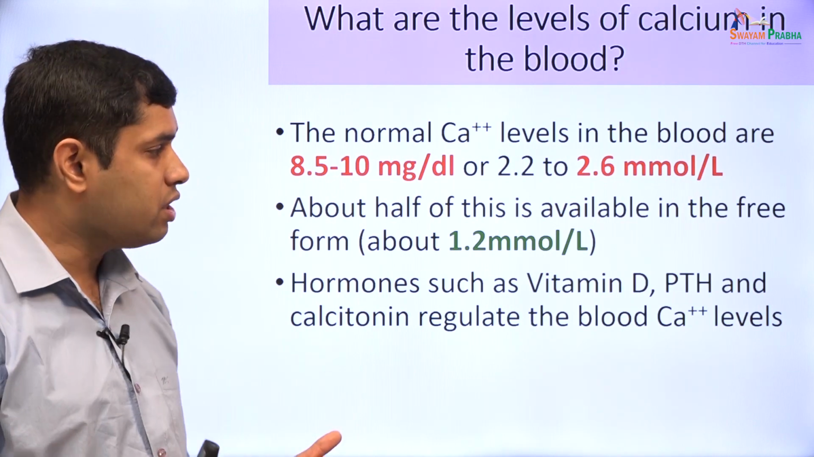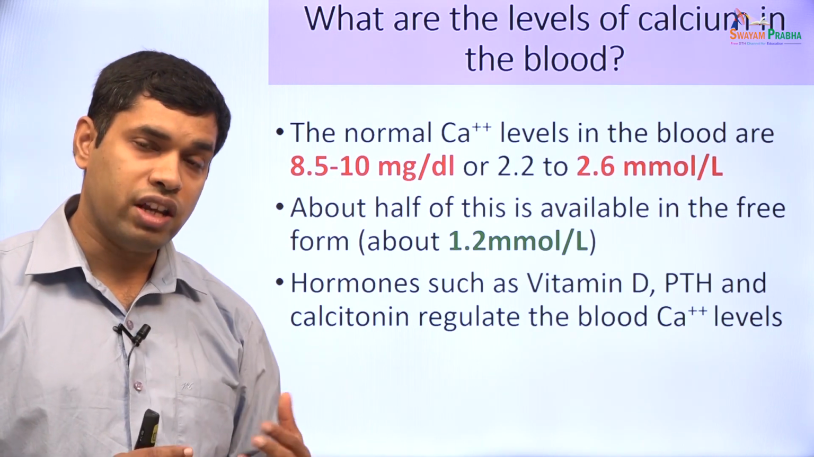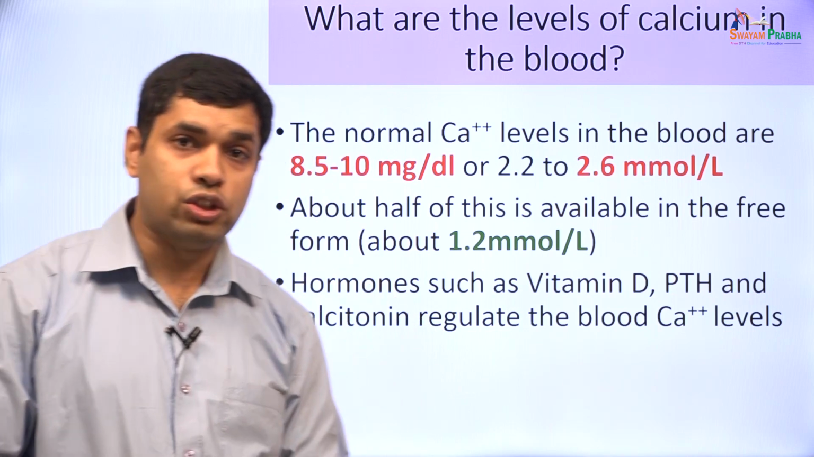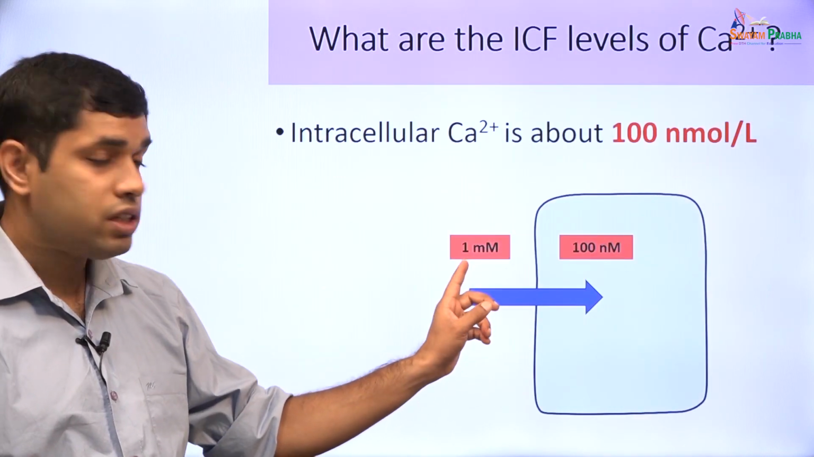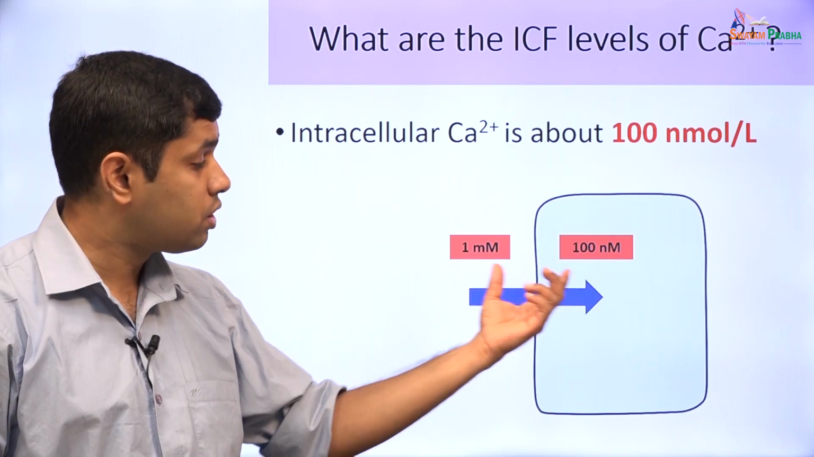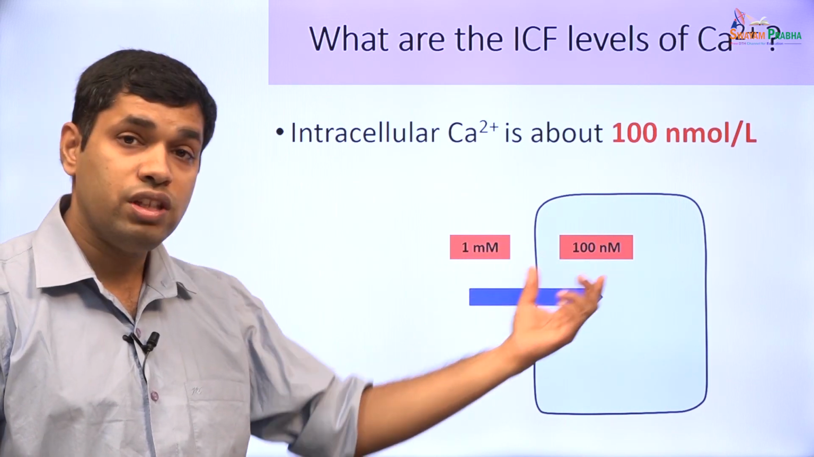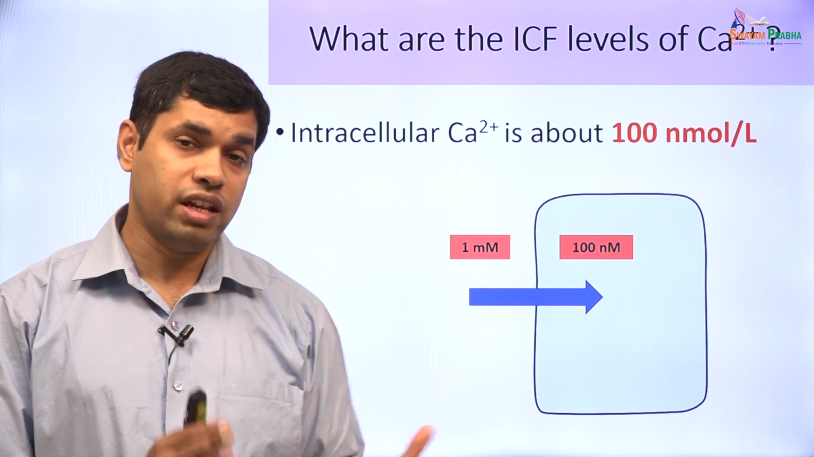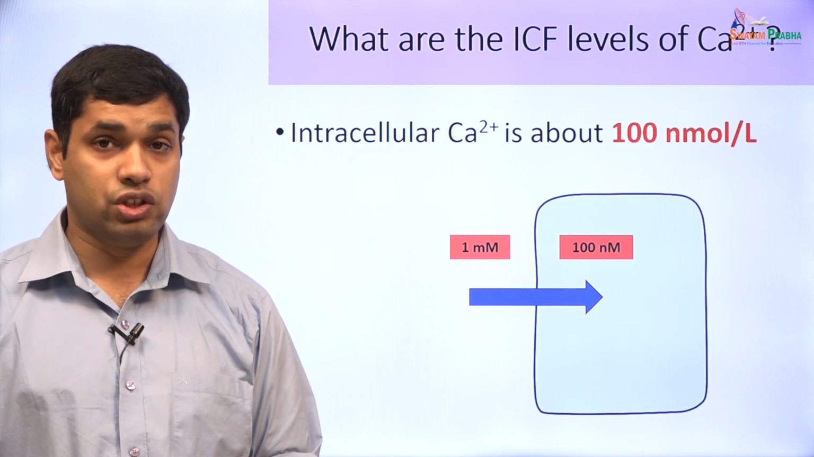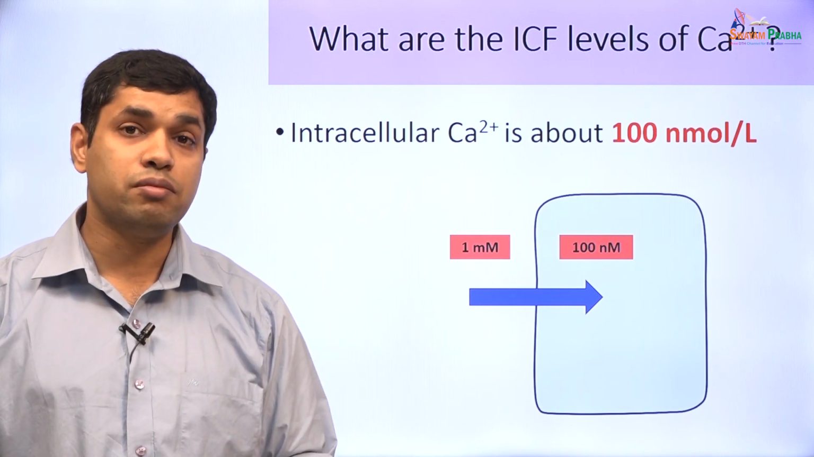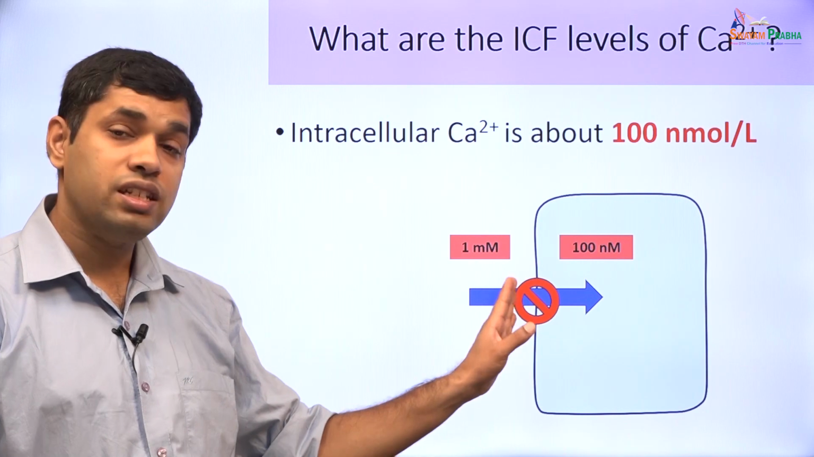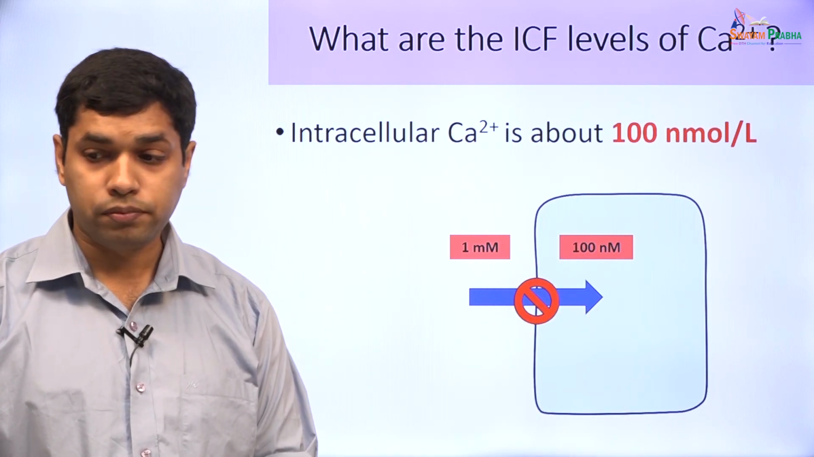There are hormones like vitamin D, parathyroid hormone, and calcitonin, which regulate the calcium levels. When we look at the internal levels of calcium, we find that the outside is 1 millimolar, whereas the inside is 100 nanomolar. So there is a 10,000 times difference of calcium from the outside to the inside. With such a large concentration gradient, one could ask whether it contributes to the resting membrane potential. In a neuron, this is not the case, because there is no resting permeability of the cell to calcium.